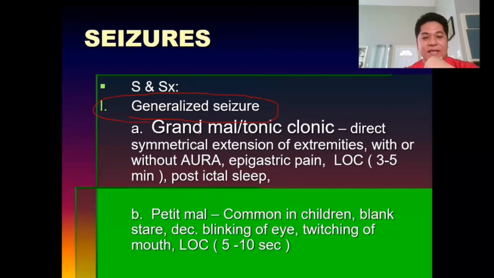Generalized seizure, examples are grand mal or the tonic-clonic seizure. These are commonly seen in a client who has symmetrical extension of the extremities with or without an aura, epigastric pain, or loss of consciousness, and the client has post-ictal sleep as well. So these are grand mal, tonic-clonic.